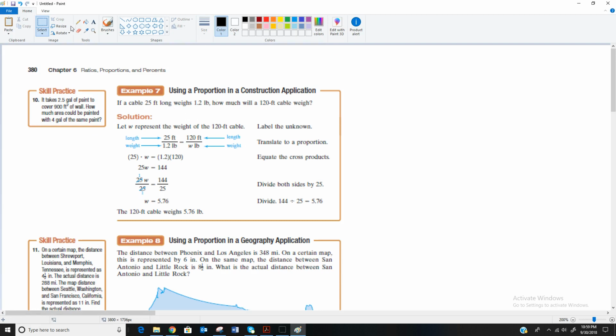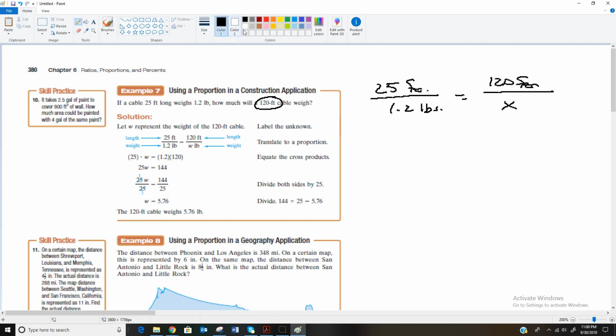Our next example has a cable 25 feet long. It weighs 1.2 pounds. So 25 feet is to 1.2 pounds as a 120-foot cable, so that means the 120-foot cable has to go on top because we had feet over here. Or it doesn't have to, but it's one of the ways you can do it, the way that I'm going to set it up. And then on the bottom I'm going to put my pounds, which I don't know.